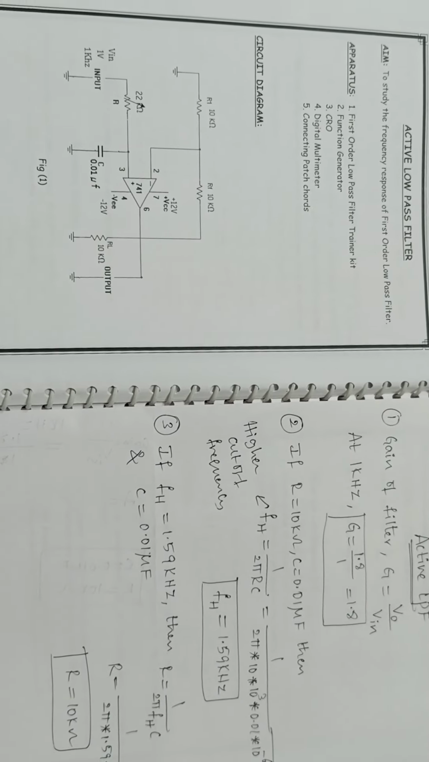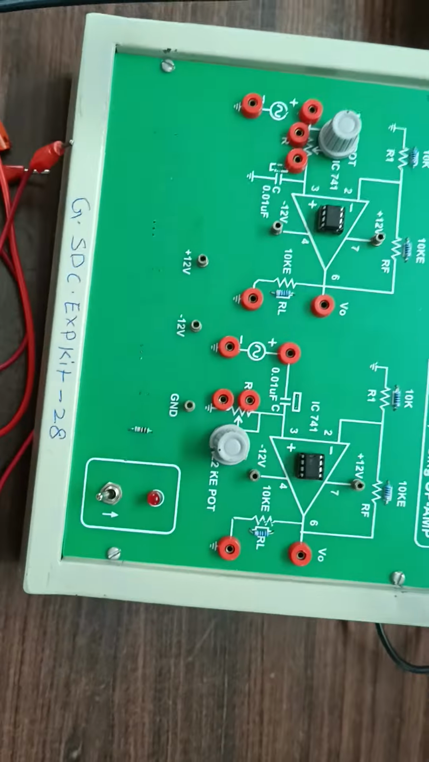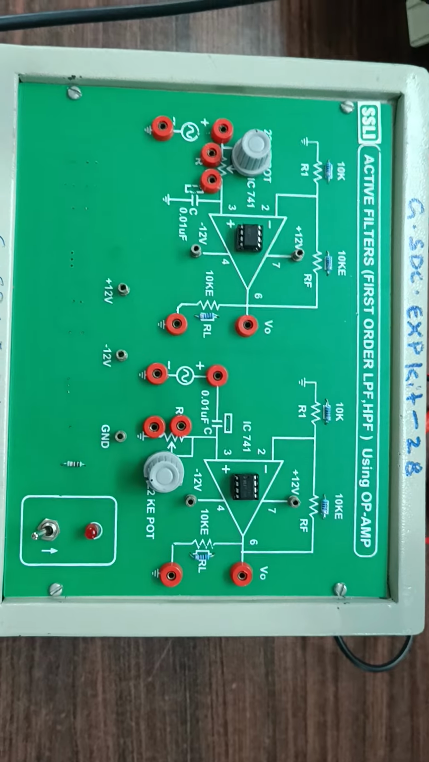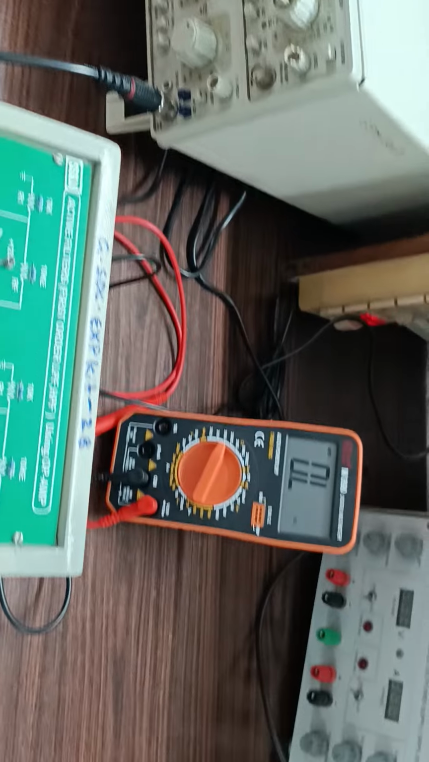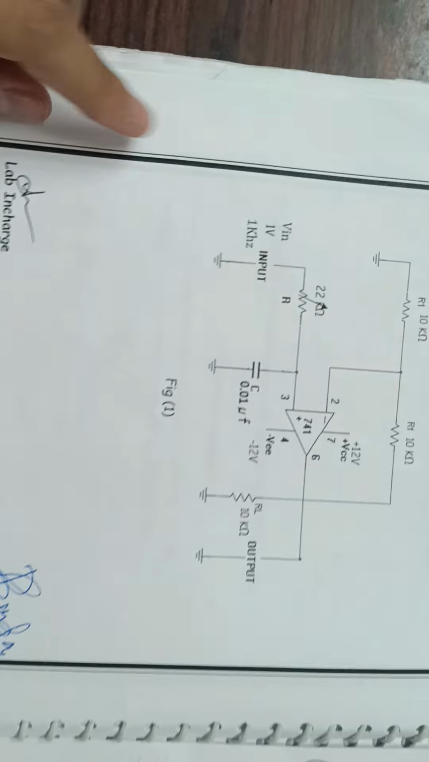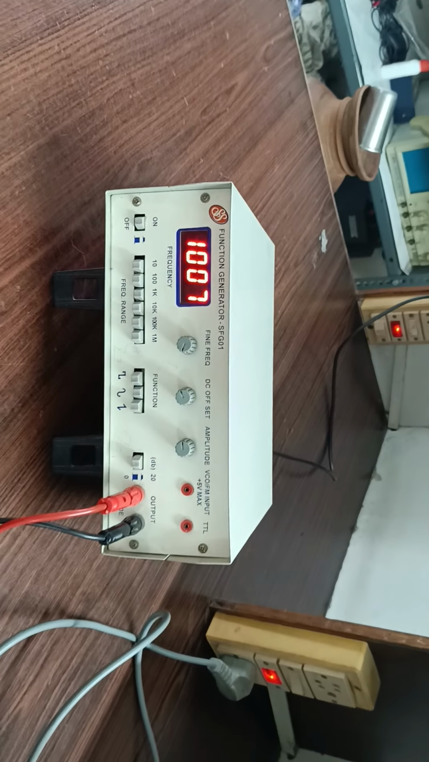Apparatus required for this experiment are first order low pass filter trainer kit. This is the trainer kit. Function generator, CRO, digital multimeter and connecting patch cords. And coming to the experiment, first thing is we have to set the input 1 volt at 1 kilohertz using function generator. This is the function generator.